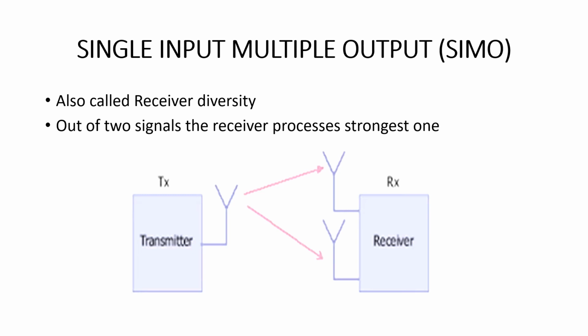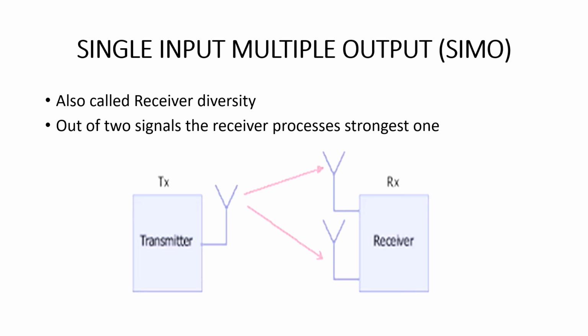So we have seen two things. First one is SISO, that is single input, single output, and the next one is MISO, that is multiple input, single output. Now the third one is SIMO, that is single input, multiple output. That means we have to place a single antenna at the transmitter side, and many antennas have to be added at the receiver side.